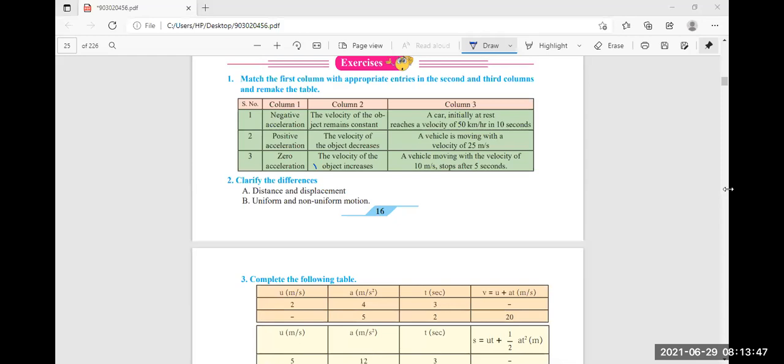Siddhika, you raised your hand, no? Siddhika, you can tell. Yes, sir. I want to tell about non-uniform motion. In non-uniform motion, the speed of the body is not constant, and in uniform motion, the speed of the body is constant. Okay, very good.